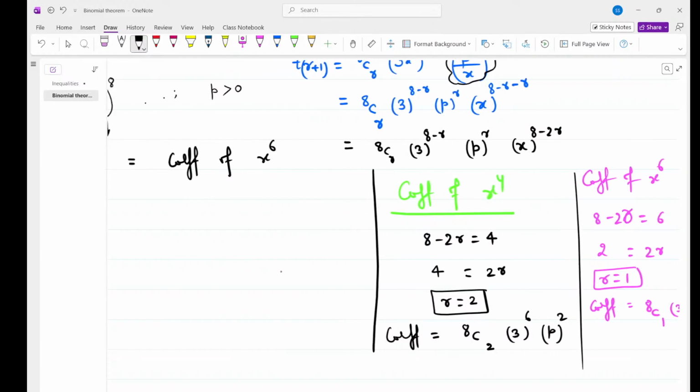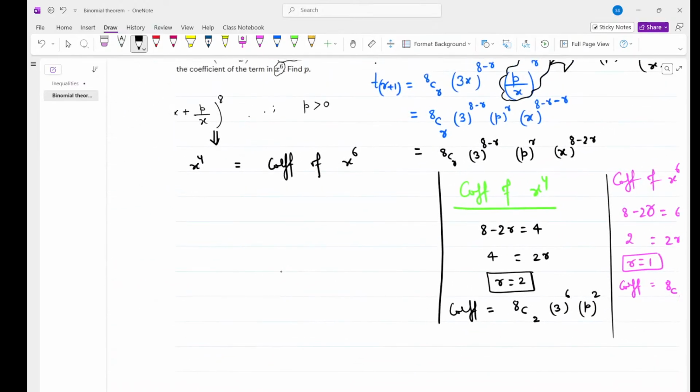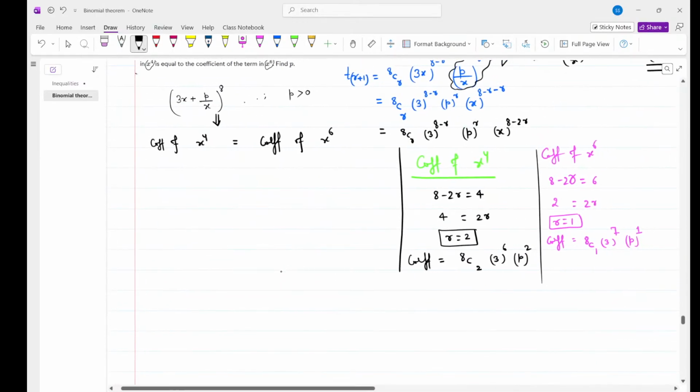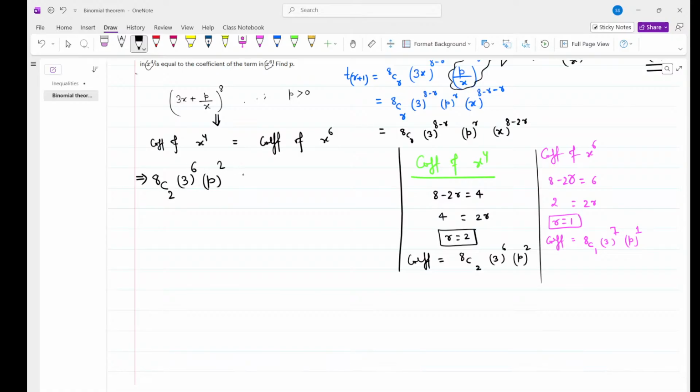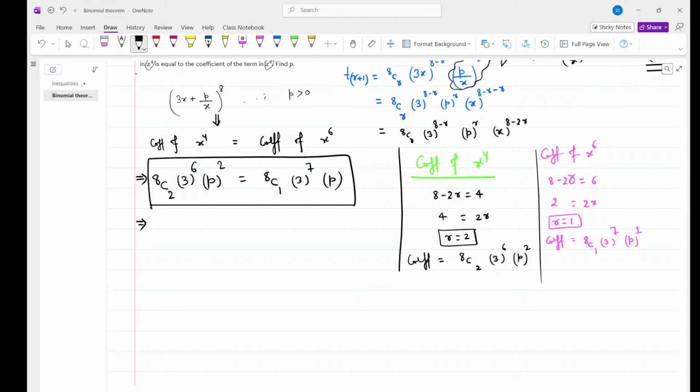So now, as per the question statement, question instruction, we have to equate these two things. So we have the coefficient of x raised to power r as 8c2, 3 raised to power 6, p squared should be equals to 8c1, 3 raised to power 7, and this p, isn't it? So now we have one equation and one unknown. This is the situation of one equation and one unknown. That is a very simple case. Can you solve this now? How we can solve it? Let's do.